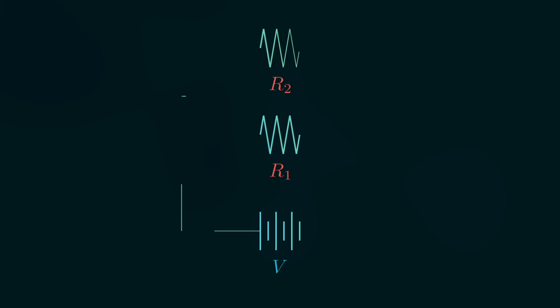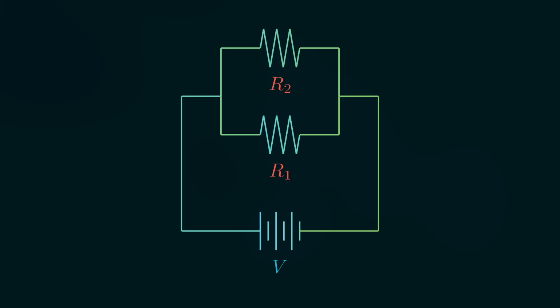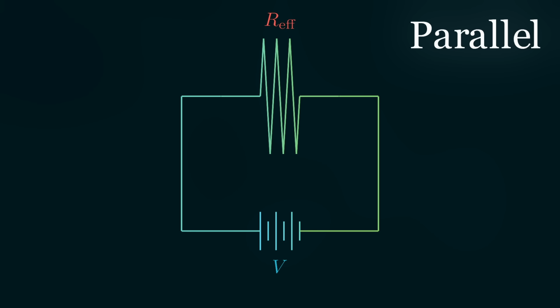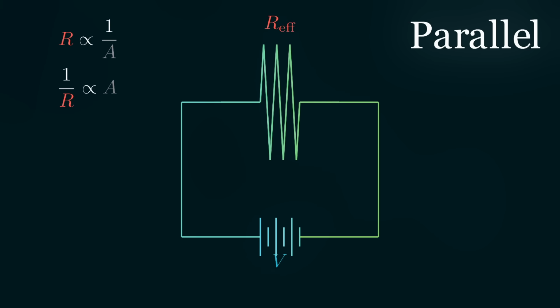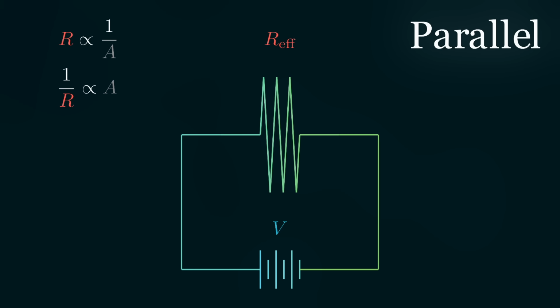Another way we can combine the resistors is like this, called in parallel. Now we're effectively increasing the area of the total resistor. Since the resistance is inversely proportional to the area, we add up the inverse of R1 and the inverse of R2, which gives us 1 over R effective. And now we invert both sides, we get the effective resistance. With these two methods, you can pretty quickly break down the resistance of a complicated circuit. So like this one right here.